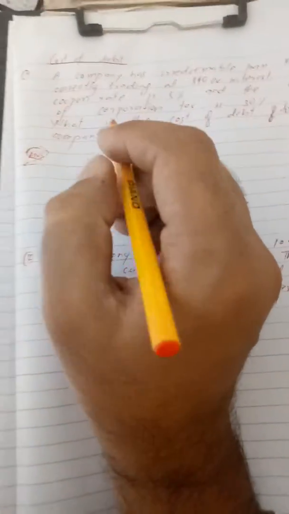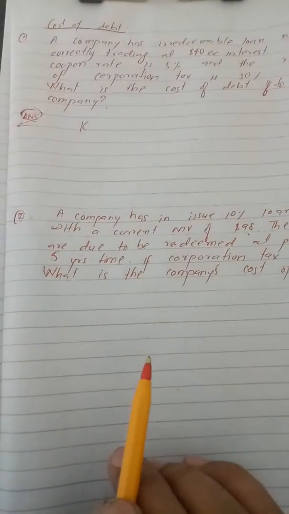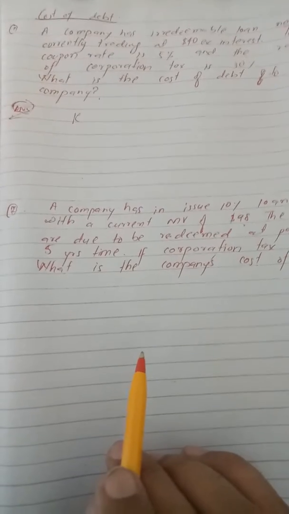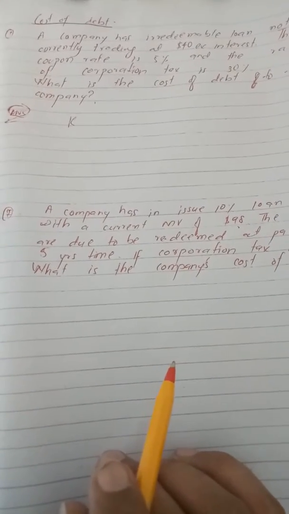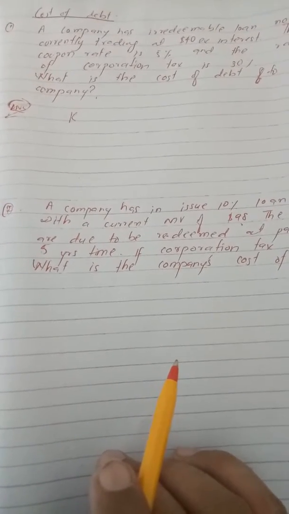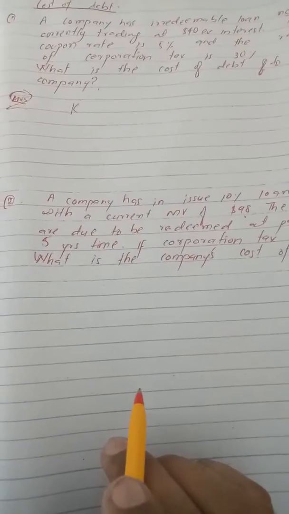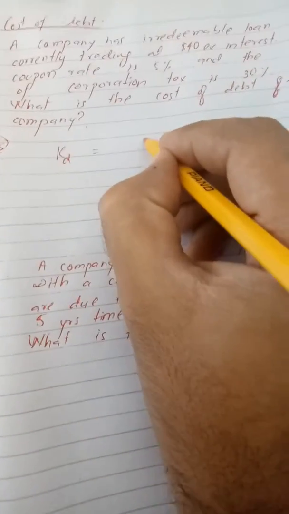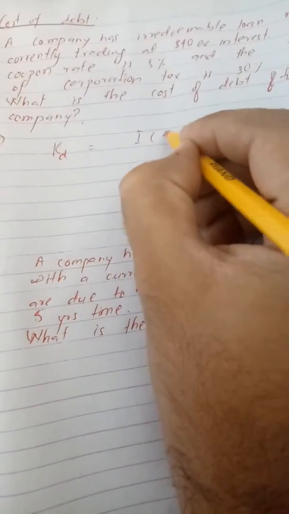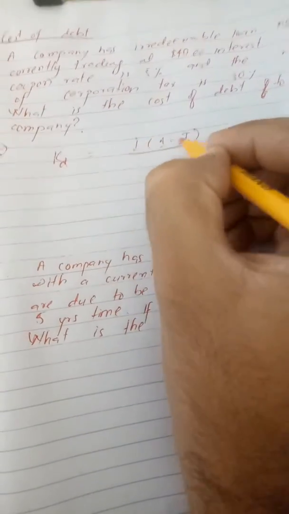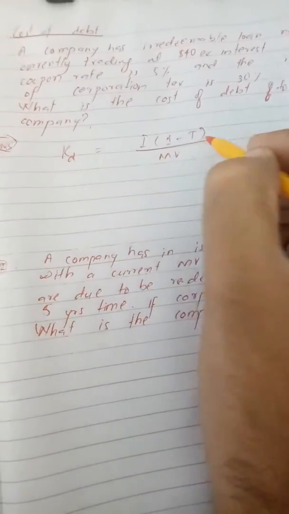Excuse me. The first example: a company has irredeemable loan notes currently trading at 40, with a coupon rate of 5% and a rate of corporation tax of 30%. What is the cost of debt to the company? That would be Kd is equal to i(1 minus T) divided by MV.